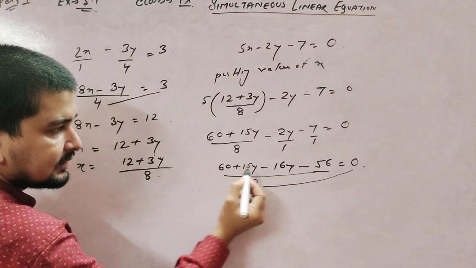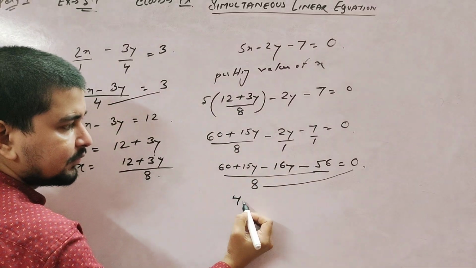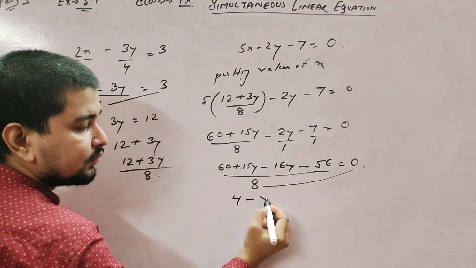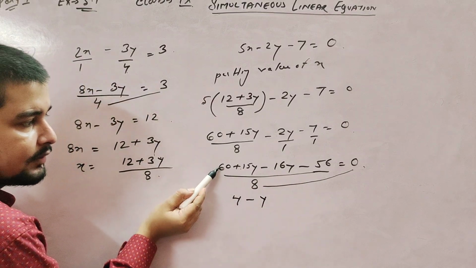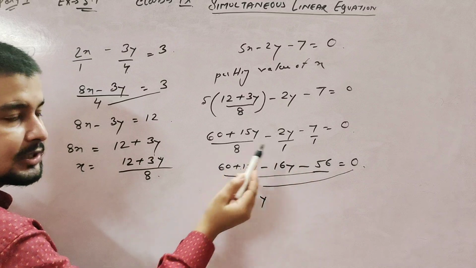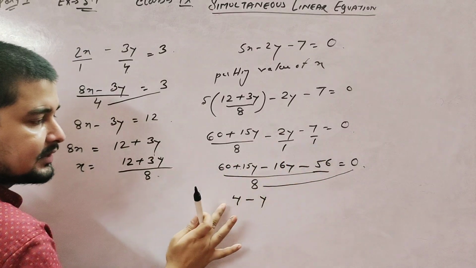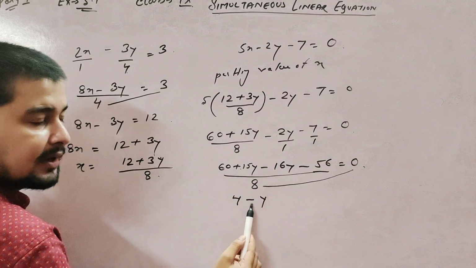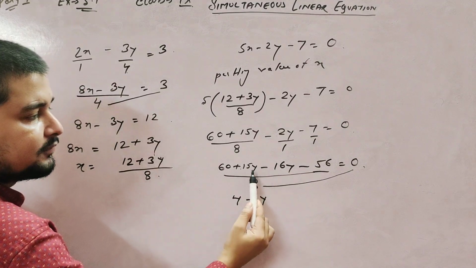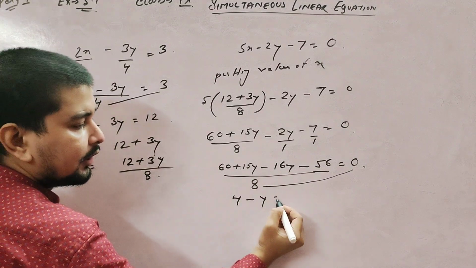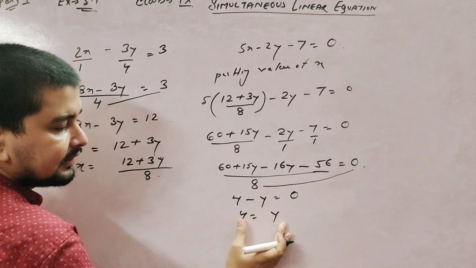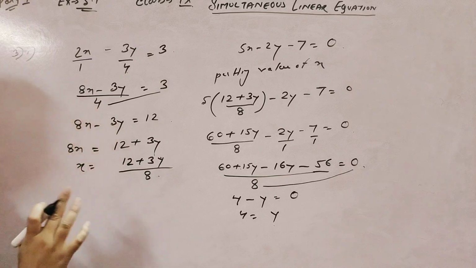So here is 60 and minus 56, that is 4, and plus 15y minus 16y, that is minus y. Again I repeat, 60 minus 56 is 4, plus 15y minus 16y, and 16 minus 15 is y equals to 0. So 4 equals to y. Minus y going inside, we get the value of y equals to 4.